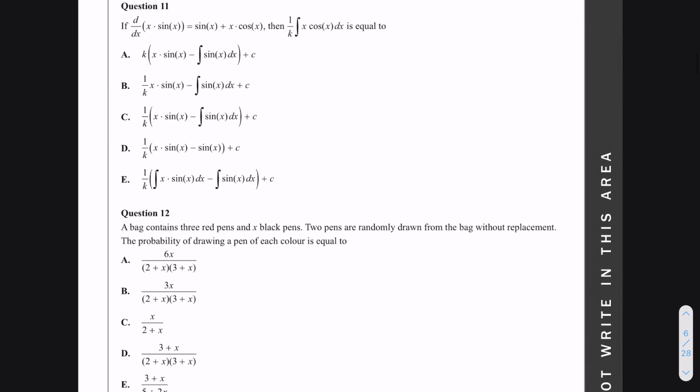Question 11. So this is an integration by recognition question. So I guess we'll forget about the 1 over k for now. If we want the integral of x over cos x, remember that the integral of this side is now equal to just without the derivative. And what that means is, we can separate that right hand side into two integrals. That's equal to x sine x.